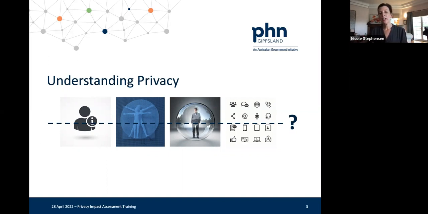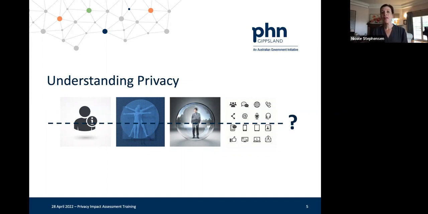Another tile on the screen shows a Vitruvian man and woman, and this is to signify something called bodily privacy, and sometimes people refer to that as health privacy. Now, that's the privacy of the information that's contained within ourselves or on ourselves. And an example of this might be our DNA.